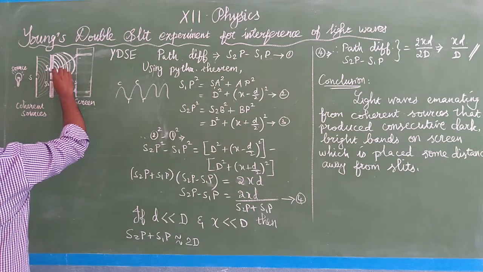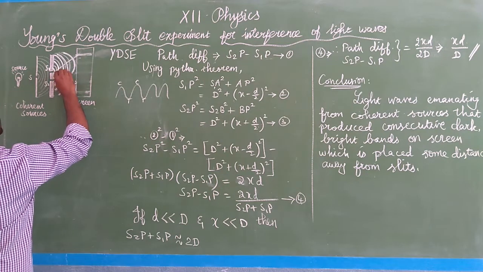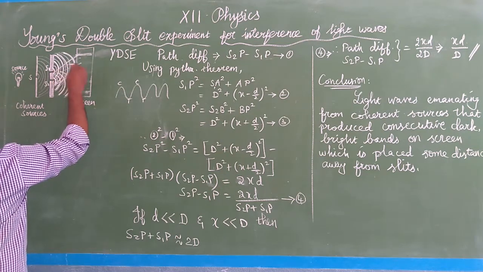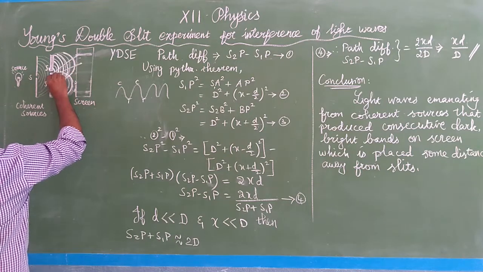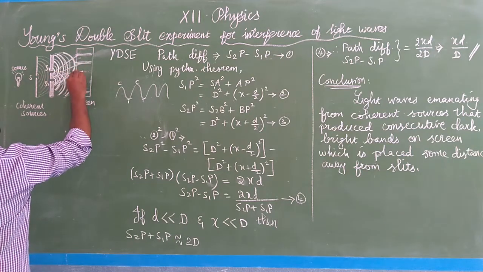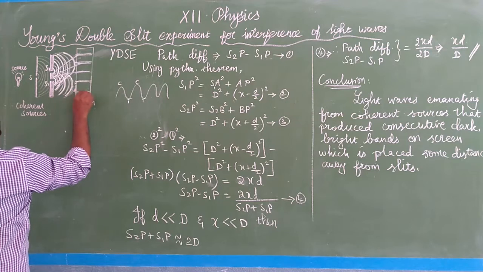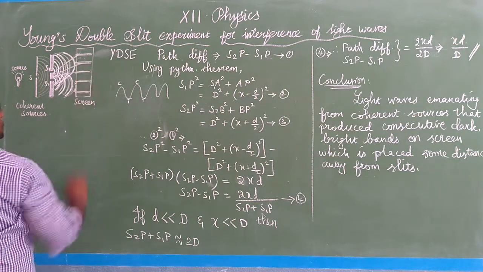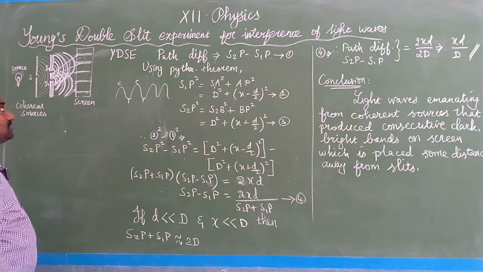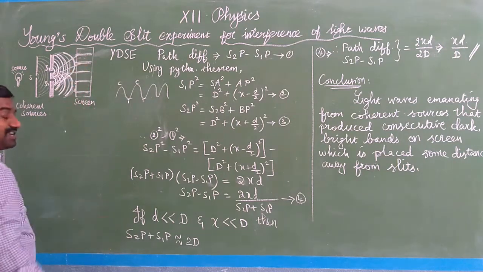Again trough and trough, it's a bright line. Then trough and crest, it's a dark line. And then crest and crest, it's a bright line. So we will obtain on a screen consecutive bright line, dark line, bright line, dark line. This is called interference. So the interference fringes are obtained on a screen.